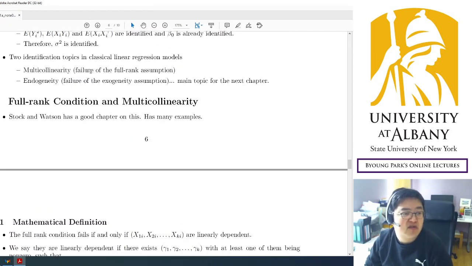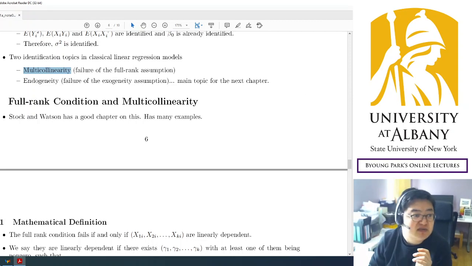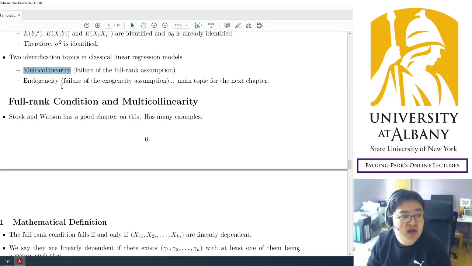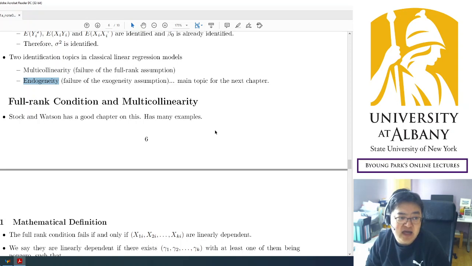When the full rank assumption fails, that problem is referred to as multicollinearity. Multiple variables are correlated linearly. That's kind of the meaning of this term. And when the exogeneity assumption fails, then the problem is referred to as endogeneity. So a variable is endogenous, so the model has to explain that endogenous variable.